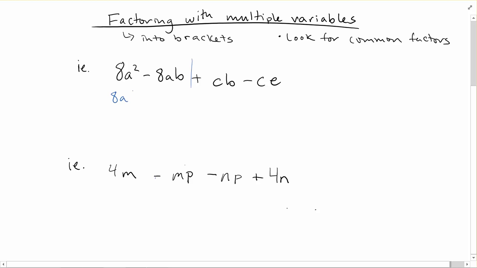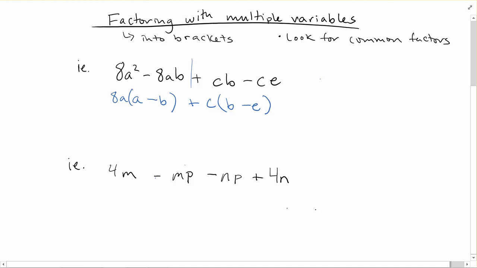noticing that I have an 8 and an a on both of those, so I'll factor those two first, pulling out the common term. And that leaves me with an a behind, so 8a times a gives me 8a squared. And 8a times minus b will get me back to minus 8ab, bracket. And if I factor out a c in that case, a positive c, c times b will get me back to cb, and c times negative e will get me to minus ce. And that works for me.